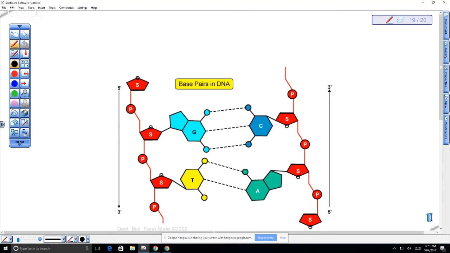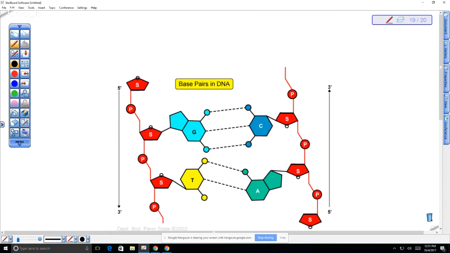What happens when the DNA comes apart? It makes a copy of itself, right? So when your cells need to reproduce, or when your cells need to divide, it has to make a copy of all the genetic information. So that's why those weak bonds are significant. And so we'll talk about DNA replication when we get to genetics.